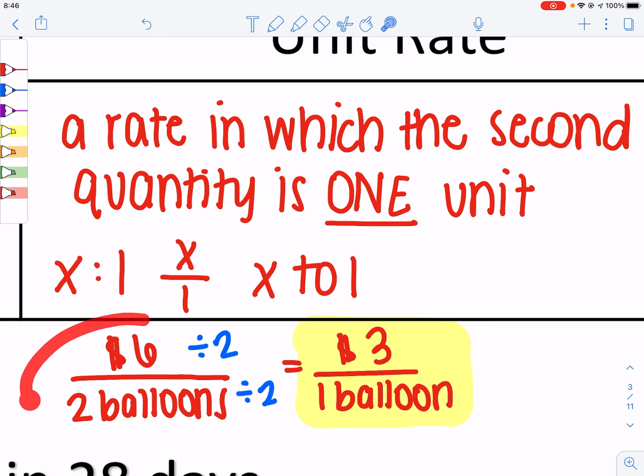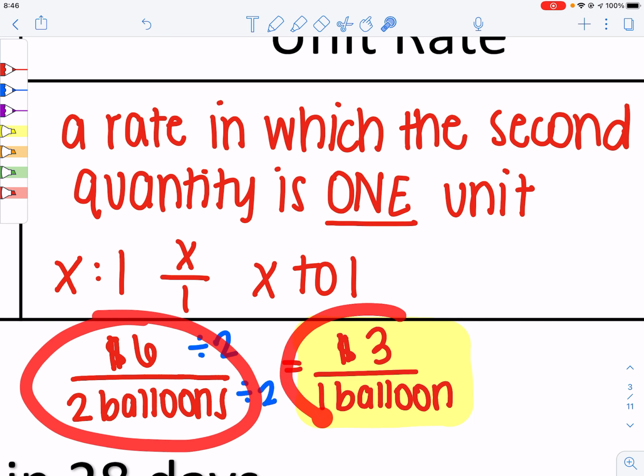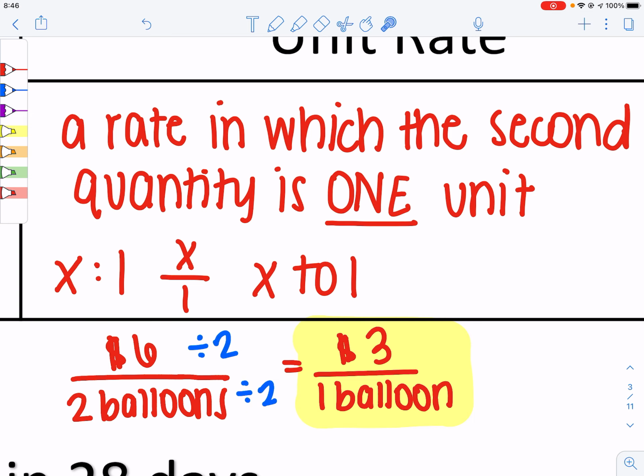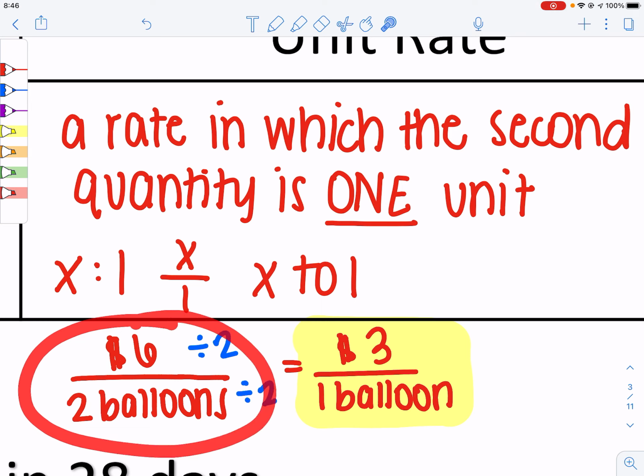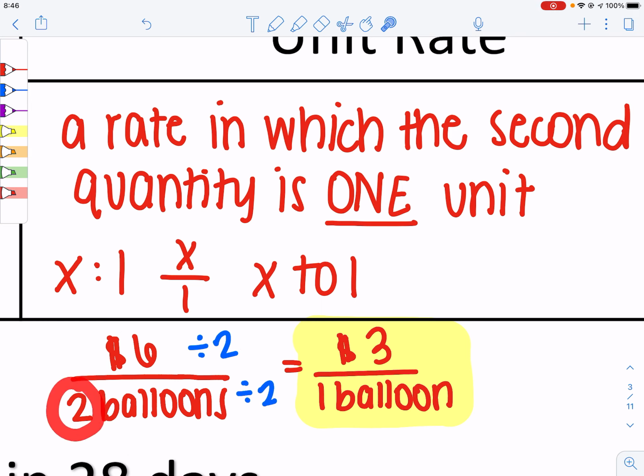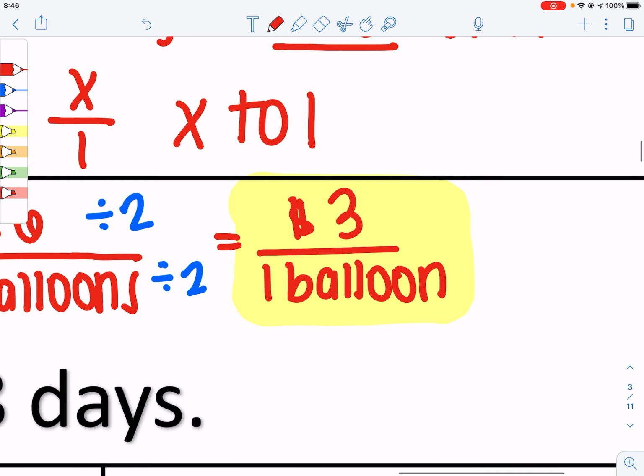Okay, this right here is a rate, this right here is a unit rate. So it's comparing 2 different quantities, money and balloons. Okay, this one does not have a second number. The second number being the bottom number is not 1, and in this one it is 1. So this one would be your unit rate, and this one would just be your rate. Okay, so a rate in which the second quantity is 1 unit, and there's a couple ways to say it as well. You could say $3 over 1 balloon, or you could also just say $3 per balloon.